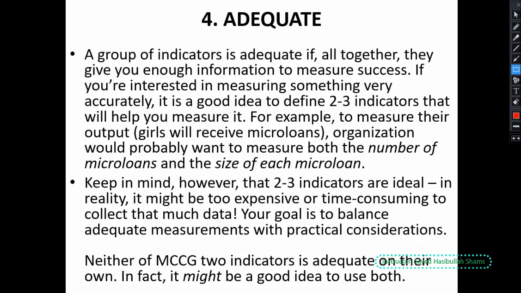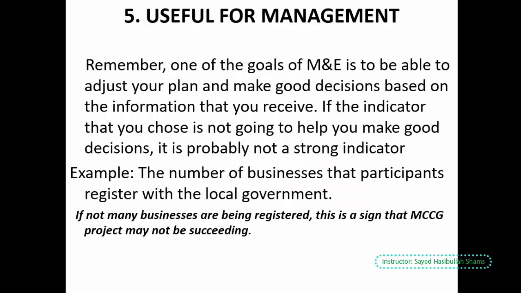For example, here we have one example, that is the measurement of the number of microloans and the size of each microloan. So we have measured two things, and this will be a very useful indicator for management, because it measures the number of microloan receivers and the size of the microloan. So the indicator will prepare enough information for management, and this is the fourth criterion of strong indicators.